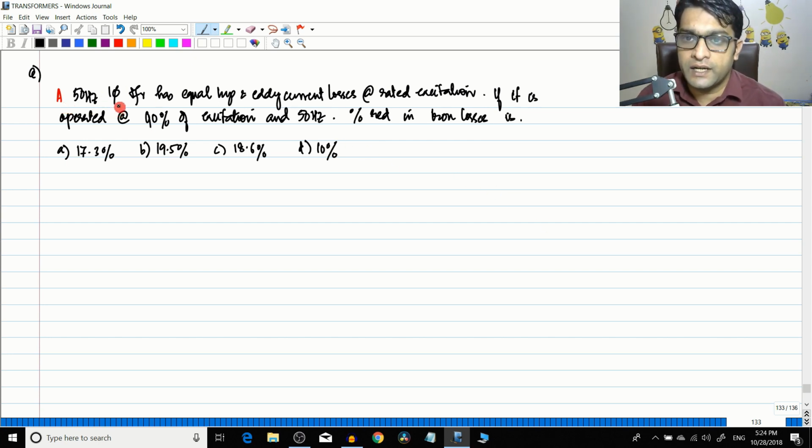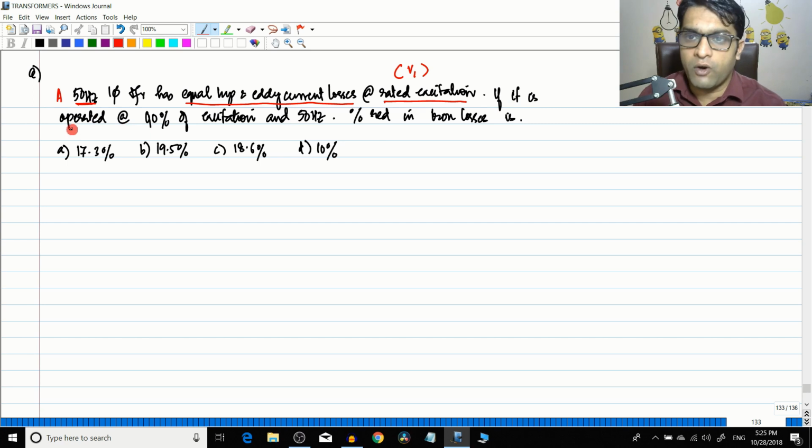There is a 50 Hz single phase transformer. The 50 Hz single phase transformer has equal hysteresis and eddy current loss at rated excitation. Okay, so what it means is that, for example, the rated excitation is say V1 voltage. You are applying V1 voltage and 50 Hz. So at that time, the hysteresis loss and eddy current loss have the same value. For example, 100 watts means both are 100 watts.